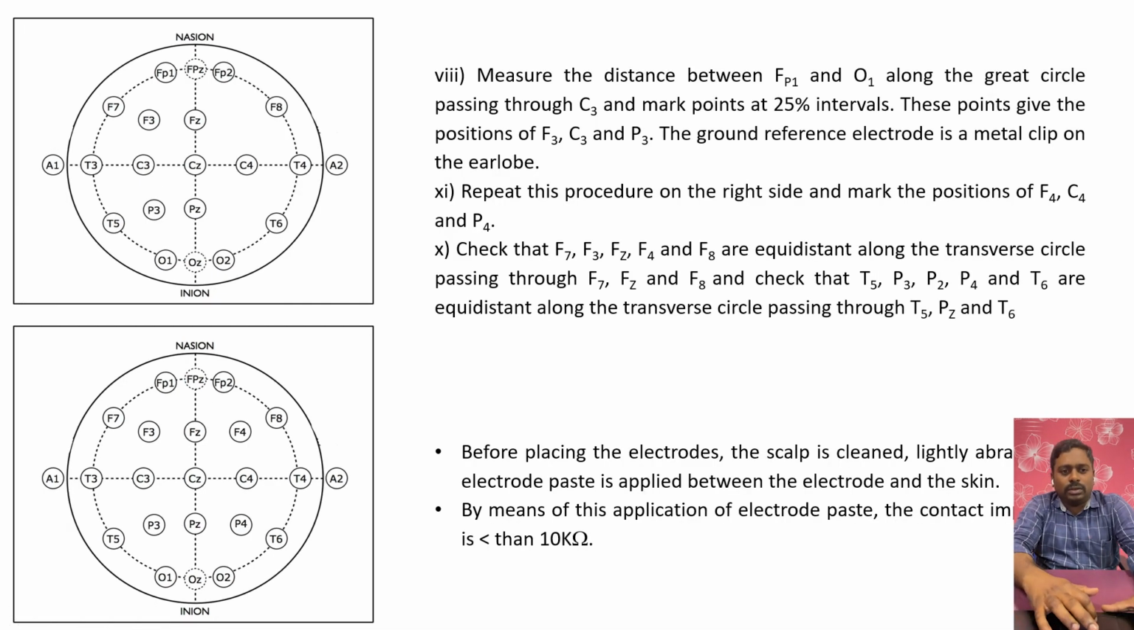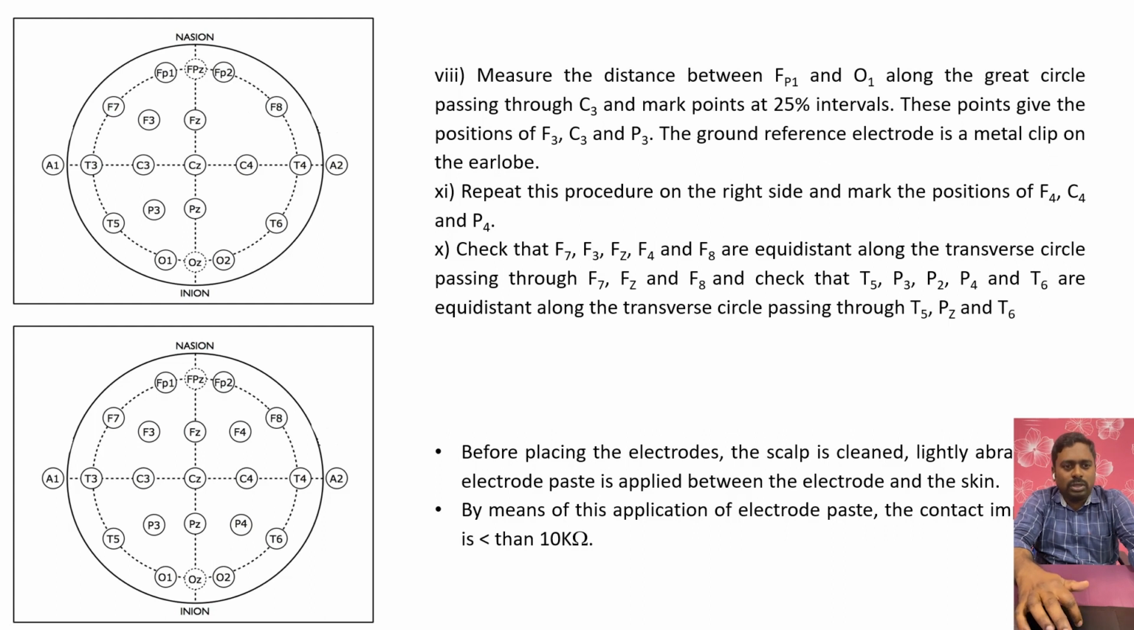Now this is the diagram for the 10 to 20% system. The next point, we have to measure the distance between FP1 and O1. Along the great circle passing through C3, we may have the points of position F3 and P3. The ground reference electrode is a metal clip at the earlobe.